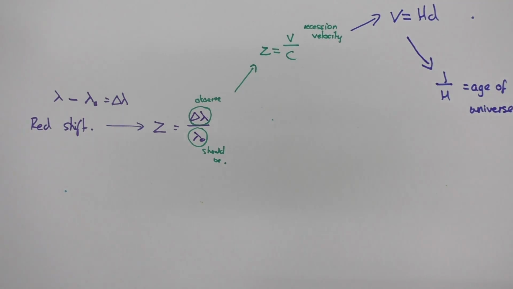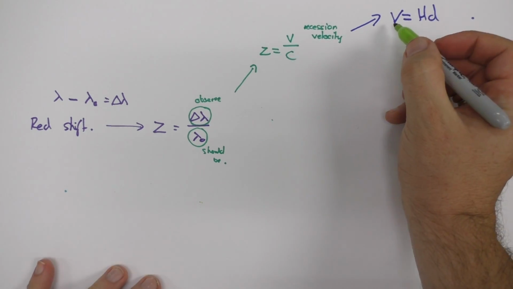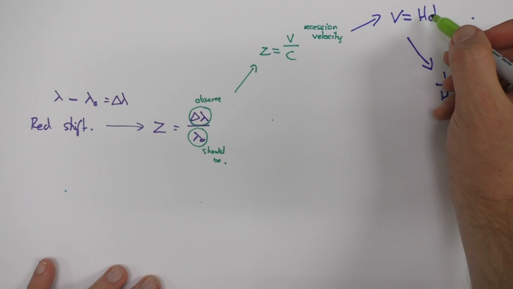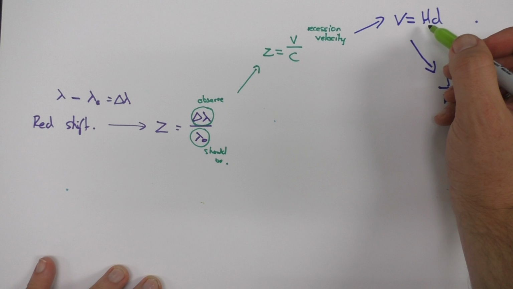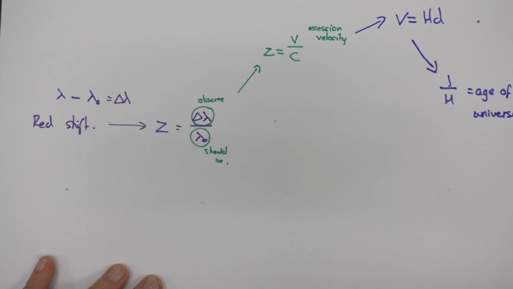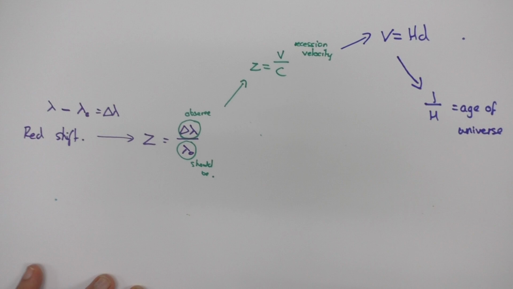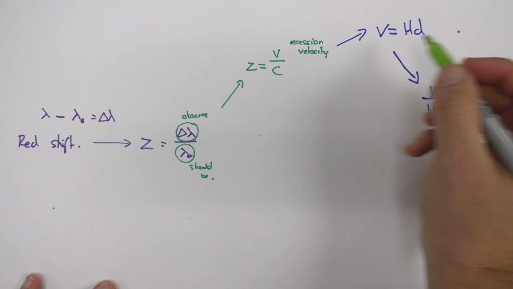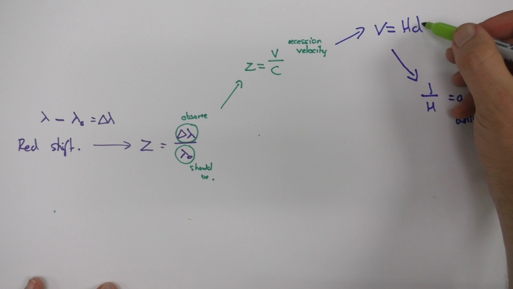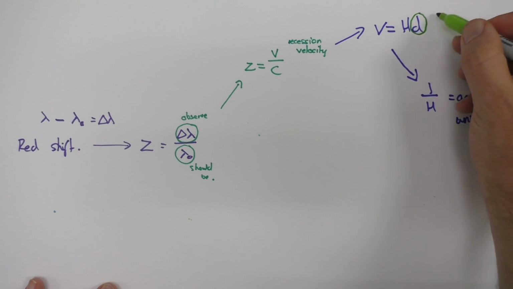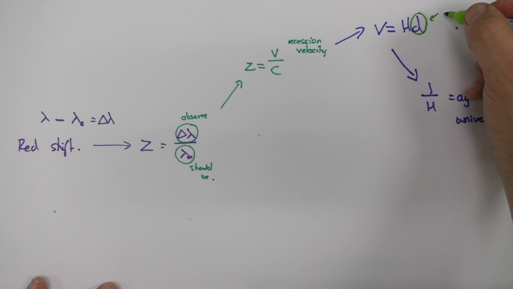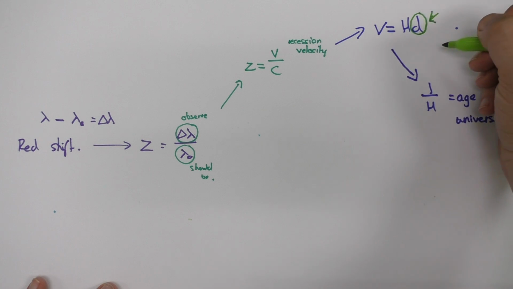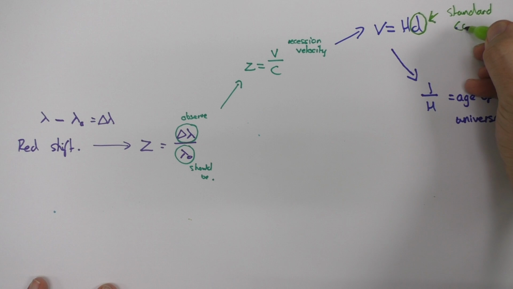But that leaves a little bit of a hole, because I said we know the velocity of this, but where are we getting these distances from? Well, this distance is going to come from measuring distances to stars using what we know as standard candles.